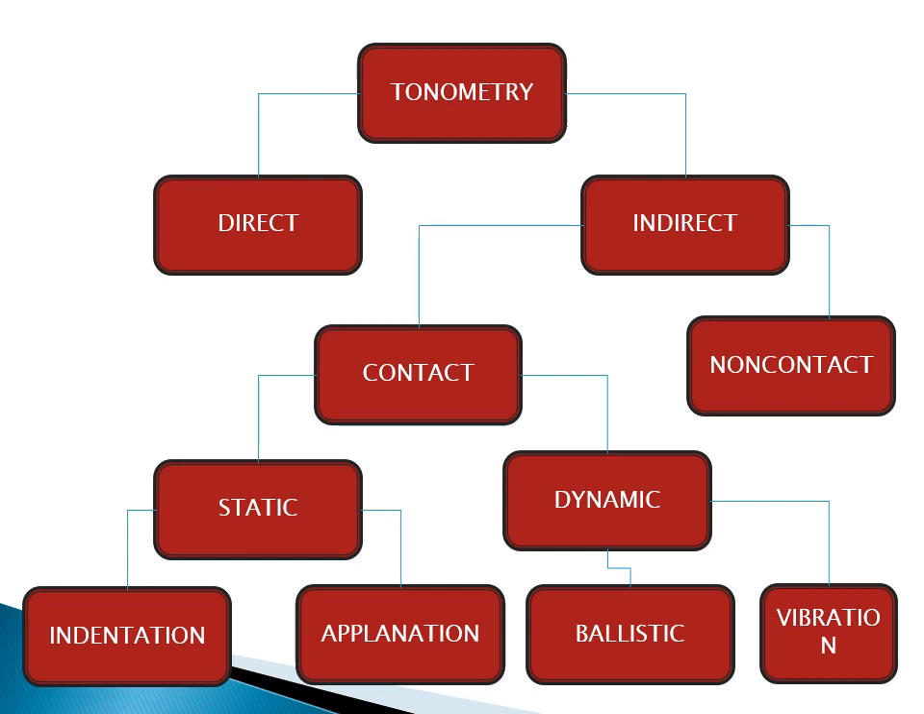The indirect tonometry is divided into two types. First is contact and second is non-contact. Contact tonometry is divided into two types, that is static and dynamic. Now static contact tonometry divides into two types depending upon the shape of the deformation of the cornea. The types are indentation or applanation tonometry.